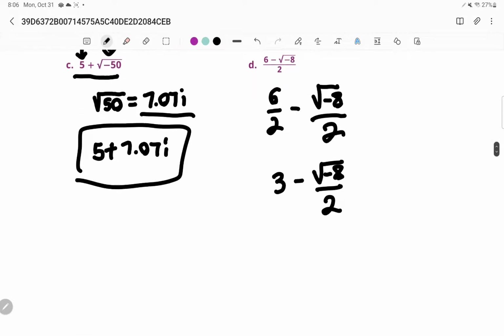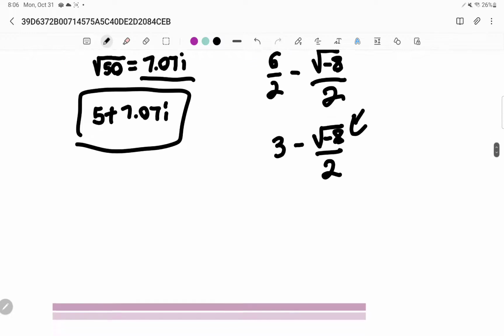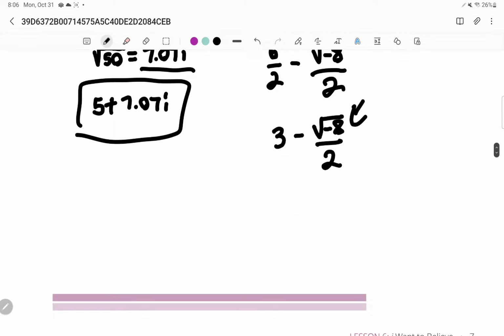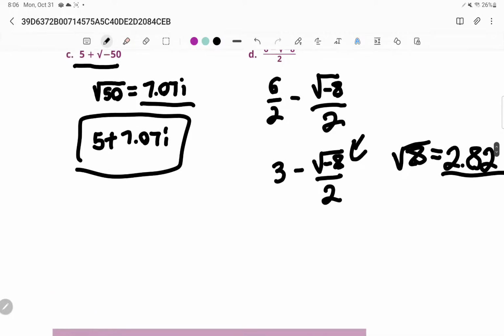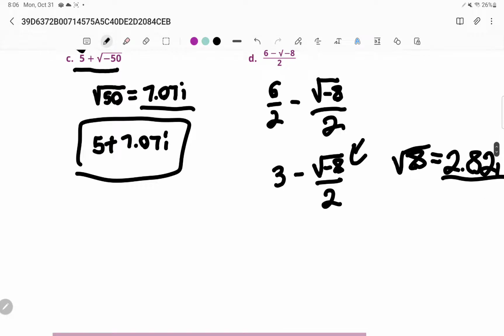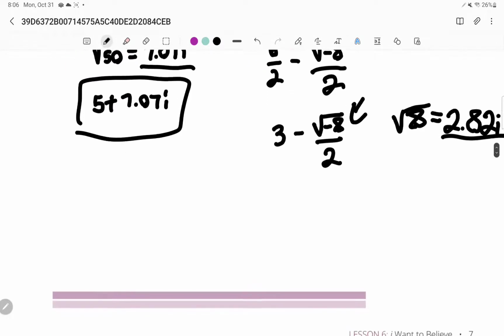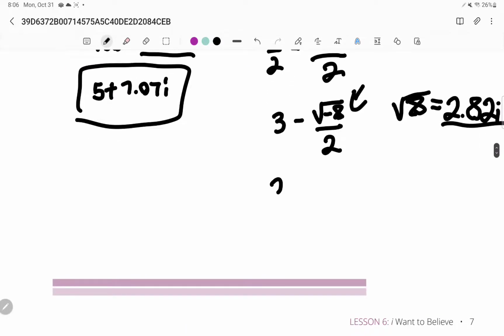I know 6 divided by 2 is 3, so I have 3 minus the square root of negative 8 over 2. Now I'm going to have to simplify the top because we cannot have a negative inside of a square root. So again, square root of 8, it's going to be 2.82. Okay, now in order to turn it into an imaginary number, I need to put i right next to it. So there we go. Now we're going to write our answer.